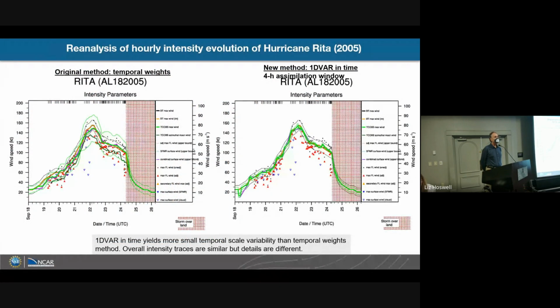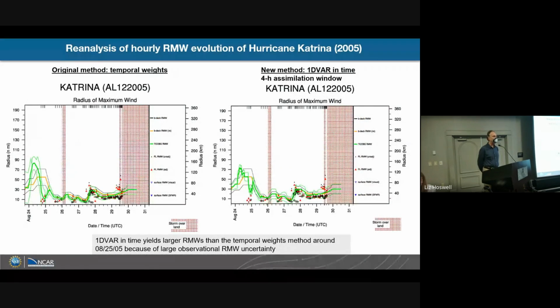Next. Okay, this is how it looks for intensity. The 1D-Var is on the right, and you can see that it has more small scale fluctuations, but it does seem to reproduce the best track a little bit better than these exponential weights from the original method. Next. And this is just the same thing for RMW.